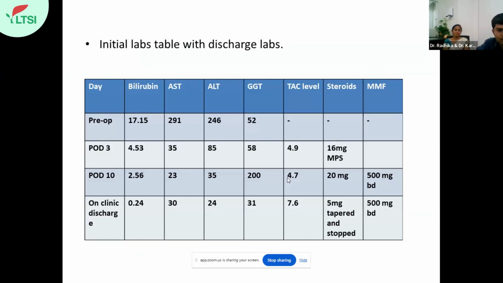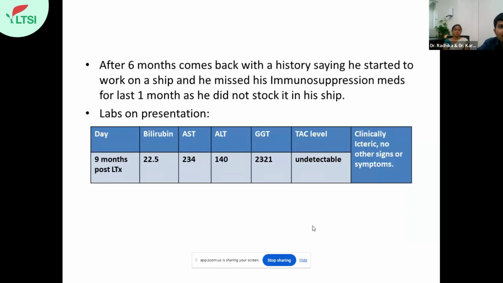If you see on clinic discharge, his bilirubin is 0.24, AST of 30, ALT of 24, gamma GT of 31, TAC level of 7.6. So good graft function on the clinic discharge. After 6 months, he comes back to us with a history saying that he started to work on a ship and he missed his immunosuppression medications for the last 1 month. And he did not have enough stock on his ship along with him.